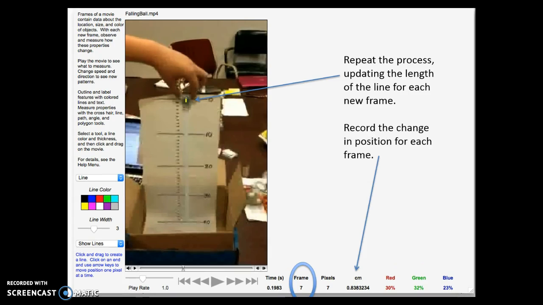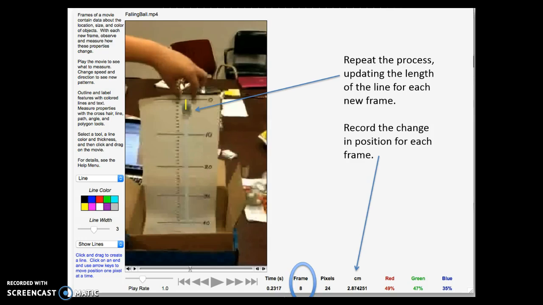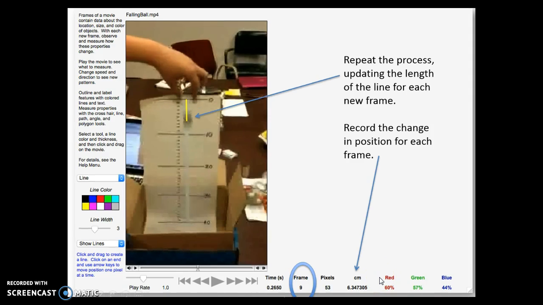Here's frame 7. Again, this line up here is getting a little bit longer. So the ball's falling a little bit longer, so write that information down. Round to the nearest hundredth from frame 7. Here is frame 8. The ball has dropped a little bit further. It's now dropped almost 3 centimeters. Here is frame 9.